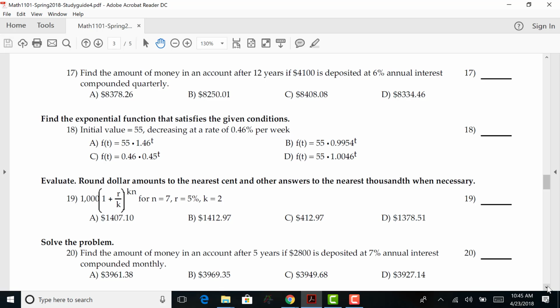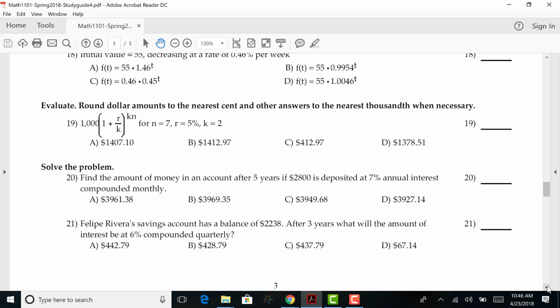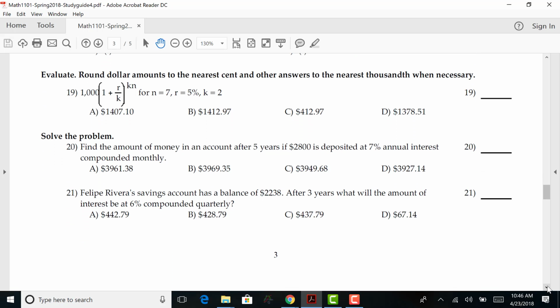21 is the same too. Okay, number 21. Felipe has a savings account with $22.38 in it. After 3 years, what will the amount of interest be at 6% compounded quarterly?